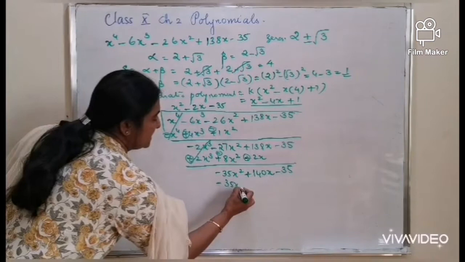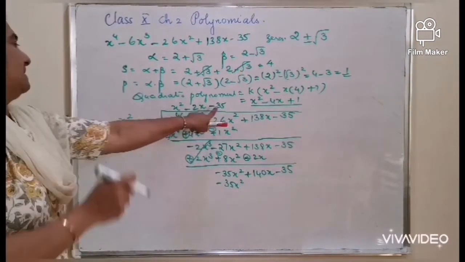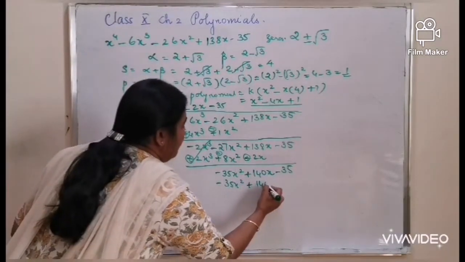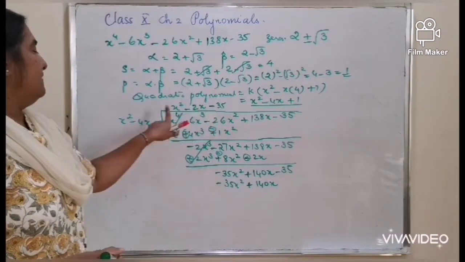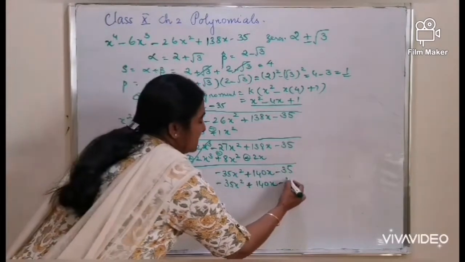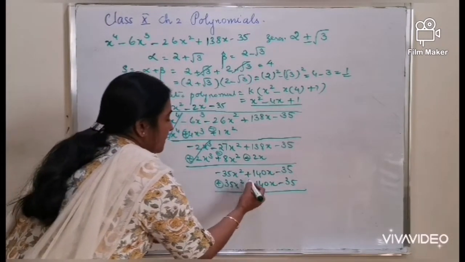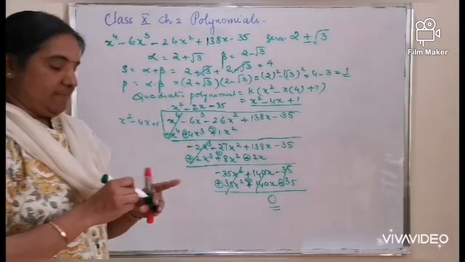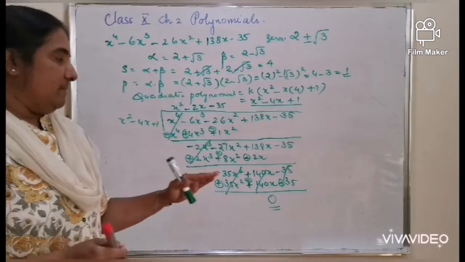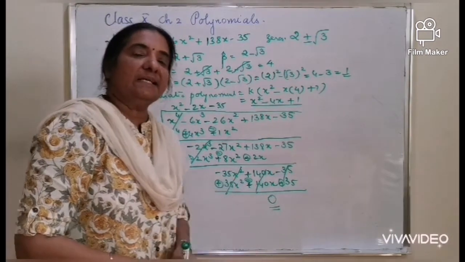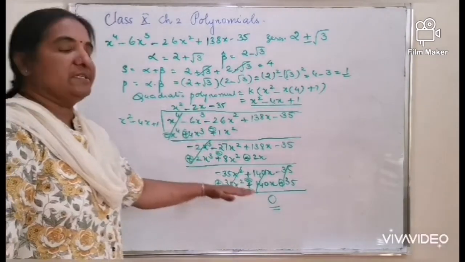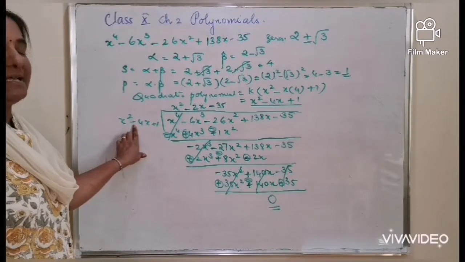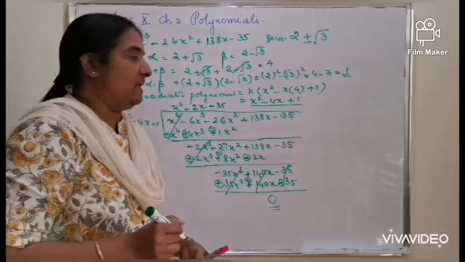First term remains the same. Minus 35 into minus 4 is plus 140x. Minus 35 into plus 1 is minus 35. You can see all the terms got cancelled and the remainder became 0. The remainder becoming 0 is a compulsory concept during this long division, as you have accepted the quadratic polynomial as a factor of the given polynomial.